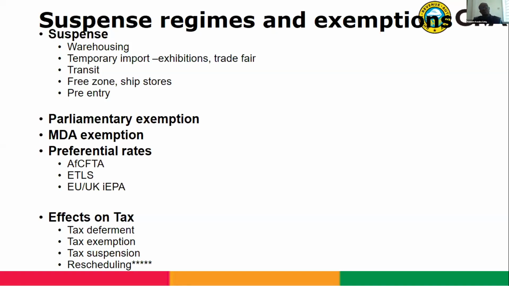So the suspense regimes and the exemptions we've discussed will have effect on tax. One example will be the tax will be deferred for you to pay later. Or the other options will be the tax will be exempted completely, or the tax will be suspended. In all this, importers have the option of rescheduling of tax with the GRA when paying the tax upfront can be a challenge. But mind you, it comes with interest.